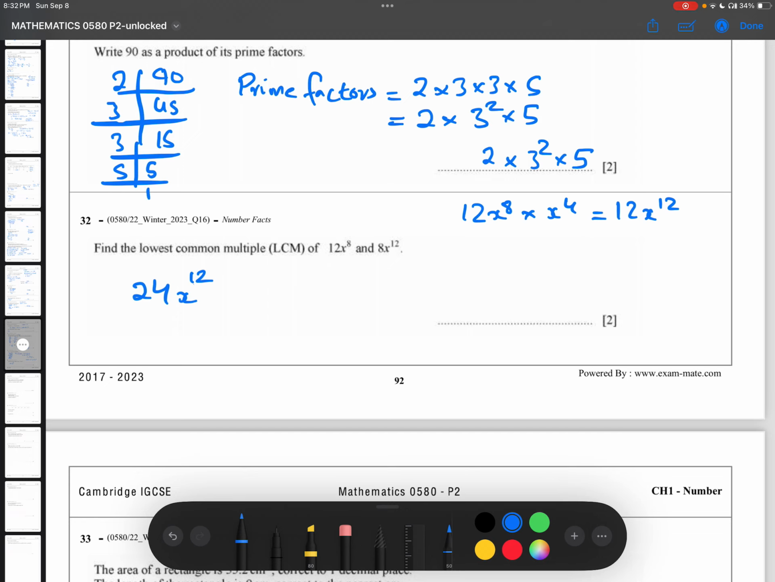And this is our answer, 24x to the power 12. Because x to the power 8 will be multiplied with the x to the power 4 and becomes x to the power 12. We don't need to multiply it with any greater powers in order to get the LCM.